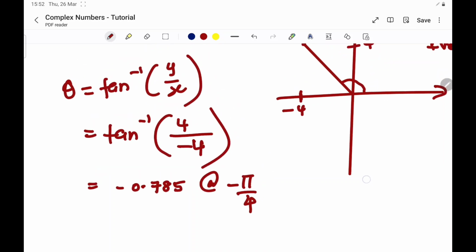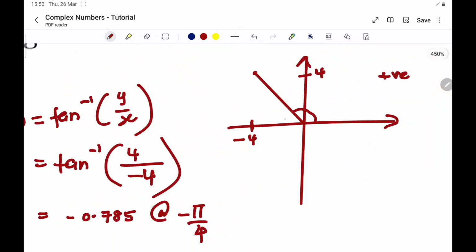Or you will get negative pi over 4. This negative pi over 4 is actually not at this part. It's not here. It is actually inside this. Negative pi over 4 you get from the calculator, but the pi over 4 is actually at this part.